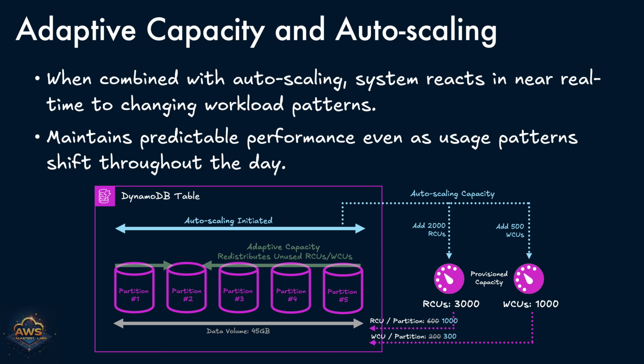partitions. Together, adaptive capacity provides fine-grained responsiveness at the partition level, while auto-scaling ensures long-term elasticity at the table level, creating a powerful combination that supports both performance and cost efficiency in real-world workloads.